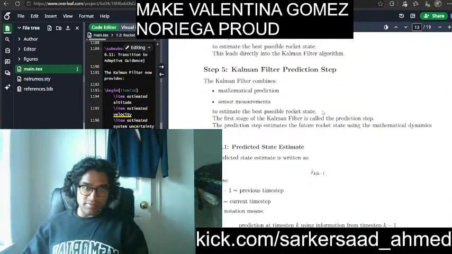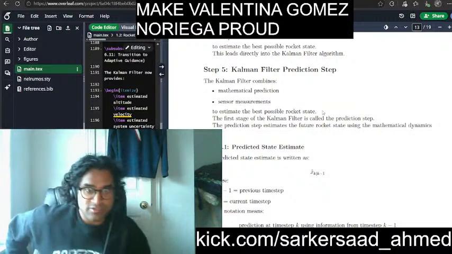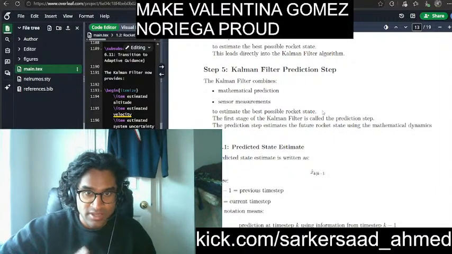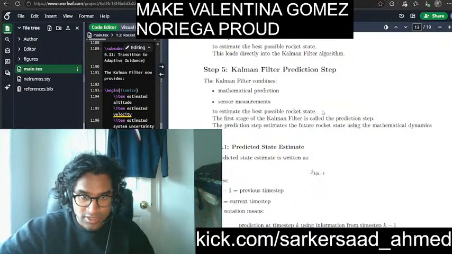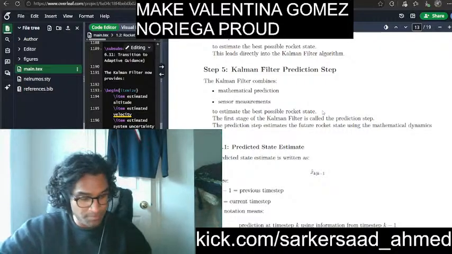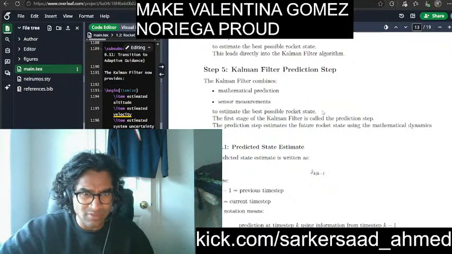The Kalman filter combines mathematical predictions and sensor measurements to estimate the best possible rocket state. The first stage of the Kalman filter is called the prediction step. The prediction step estimates the future rocket state using the mathematical dynamics model, and so the predicted state estimate. Okay, wait, stop. This is the Kalman filter prediction step.